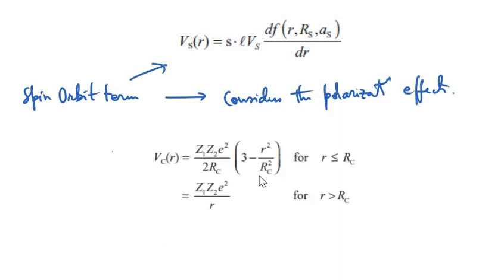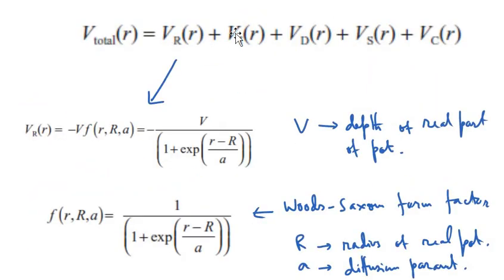And see, this is the last term, the fifth term, which is basically a Coulomb term. Now it has different values, of course, inside and outside the Coulomb radius of the nucleus, which is RC. So this is basically what the empirical optical model is all about. 5 different potentials. Out of these 5, which ones are imaginary? Only these 2 are imaginary and the rest are all real.